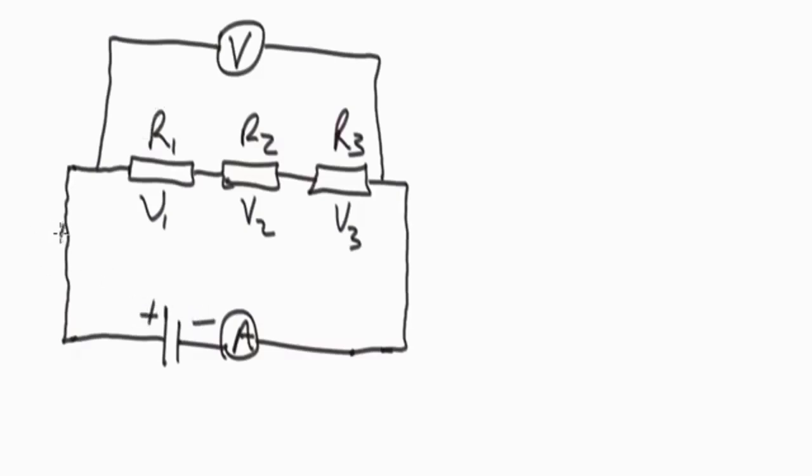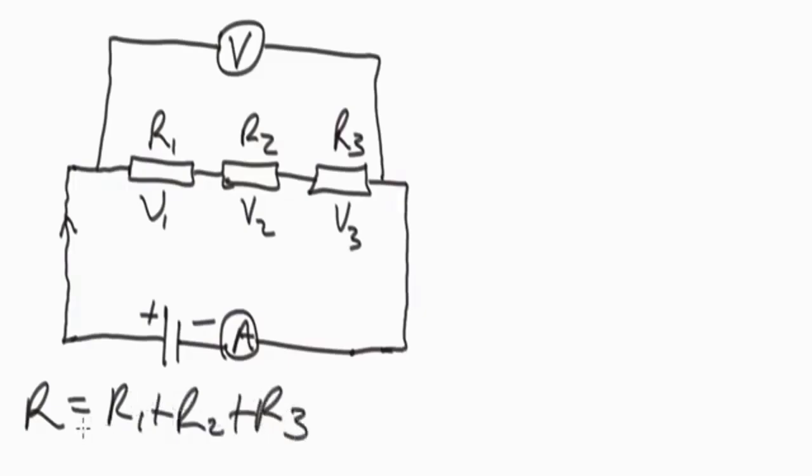Let's say this is the flow of current. So the total resistance in series, or equivalent resistance in series, is calculated as R equals the sum of the individual resistors, R1 plus R2 plus R3. Alright, so this is the total. Whereas for resistors connected in parallel, let me draw the diagram.